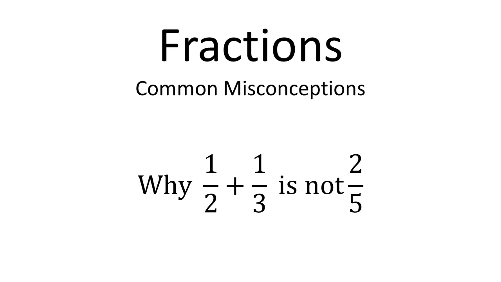Today we're going to deal with a very common misconception with fractions, and that is when we add fractions together. Now in our example we've got a half plus a third. What a lot of people will do here is they'll just add the tops together, add the bottoms together, which in this case will give us 2/5, which isn't the answer. So we're going to look at how to deal with this misconception and how we can answer the question correctly.